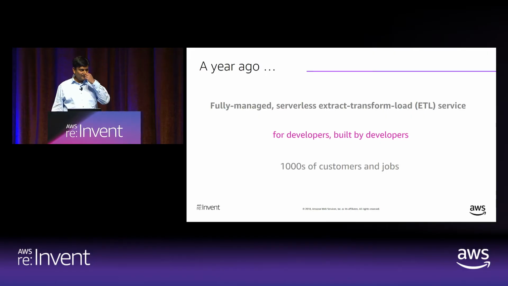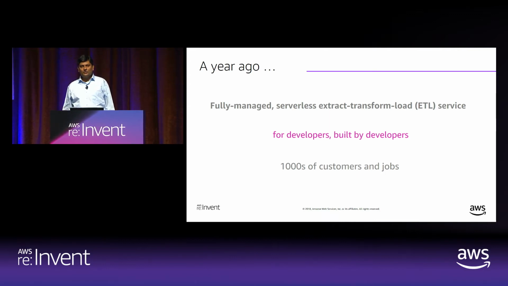A year ago, we introduced Glue to the family of AWS services. We introduced it as a fully managed serverless extract, transform, and load service, or ETL for short. Now, I know that's a mouthful, and there are plenty of other ETL services out there today and were at the time. So why did we build it?